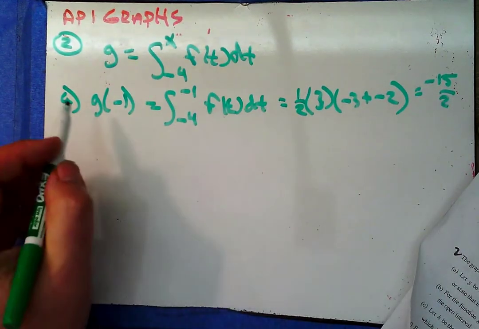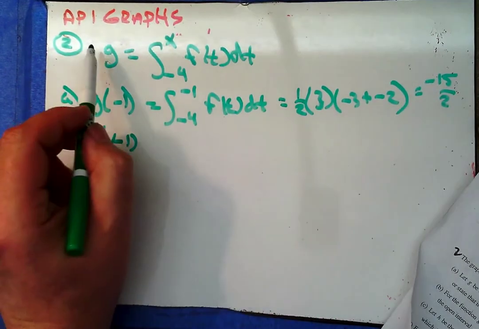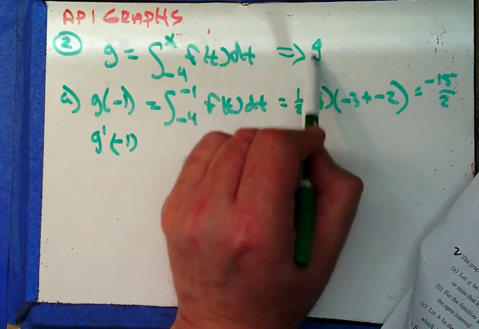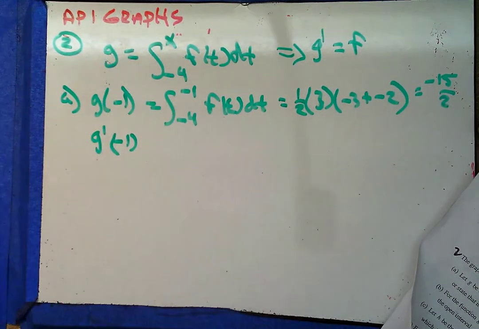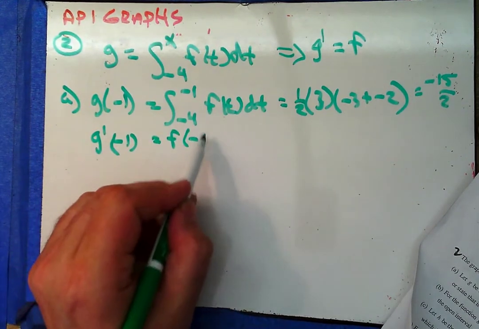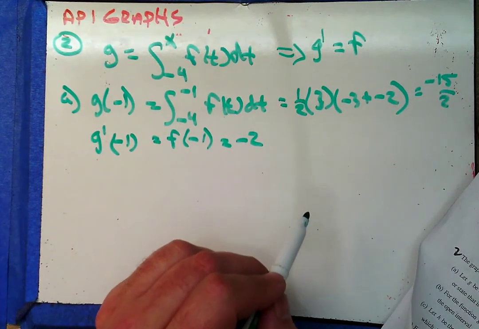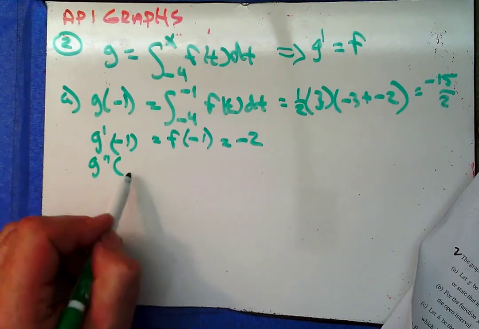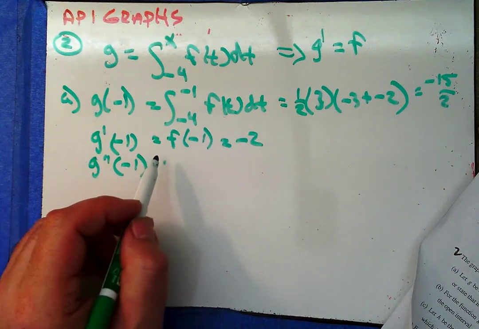Okay, what about G prime of -1? Well, if I use FTC part 1, I can find out that G prime equals F, because I take the derivative of both sides of this. So G prime of -1 equals F of -1, and F of -1 is the y value at -1 on this graph, therefore -2. G double prime at -1 is the slope at -1.